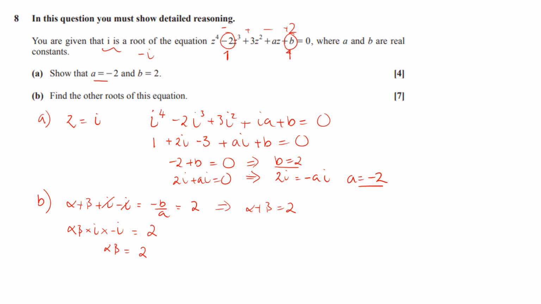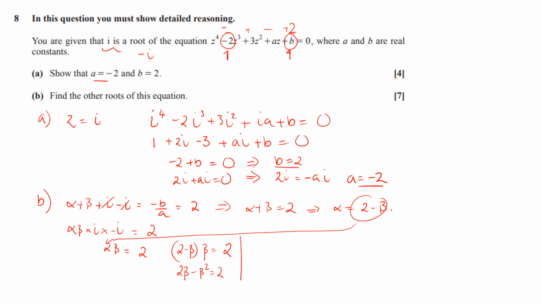So what we've got now by using the sum of the roots and the product of the roots is 1 linear, 1 quadratic. So do it any way round, I'll do alpha is equal to 2 minus beta and substitute into our quadratic. So 2 minus beta times beta is equal to 2. So you've got 2 beta minus beta squared is equal to 2. All to one side equal to 0: 0 is equal to beta squared minus 2 beta plus 2.